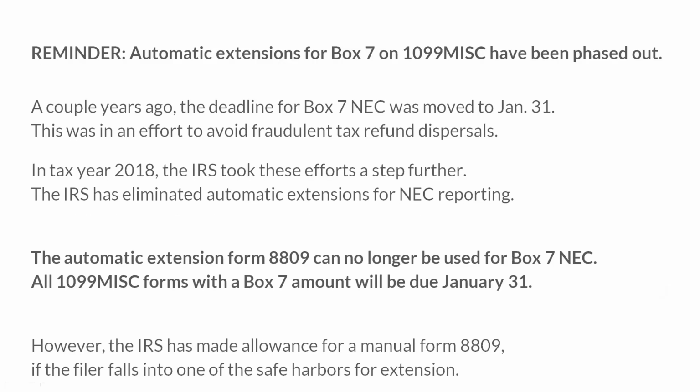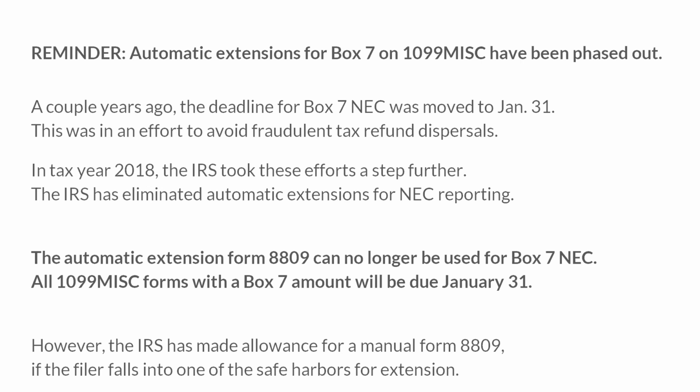The automatic extensions, again, going back to that Box 7 January 31st date, the IRS removed the automatic extensions last year. So they decided that you could no longer get that automatic extension. This applies to W-2s as well. You can still get automatic extensions for other boxes, Box 1, Box 3, Box 14, what have you, but you can't get the automatic extension for Box 7.